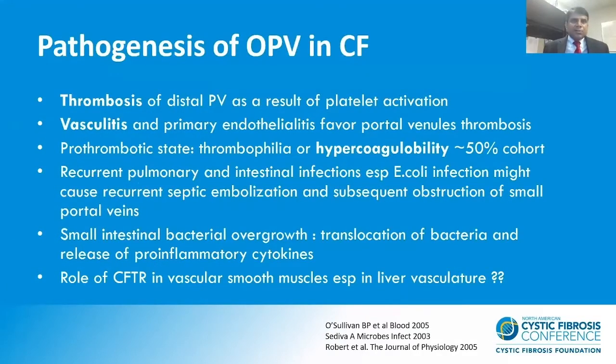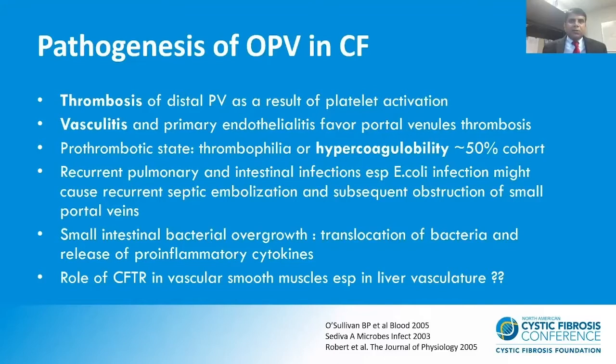Coming to pathogenesis of obliterative portal venopathy in cystic fibrosis, most of it is speculative. It could be hematological, where there is thrombosis of distal portal branches as a result of platelet activation. Could be immunological. CF is associated with a rise in markers of vasculitis and primary endothelialitis that could favor portal venous thrombosis. Prothrombotic state.